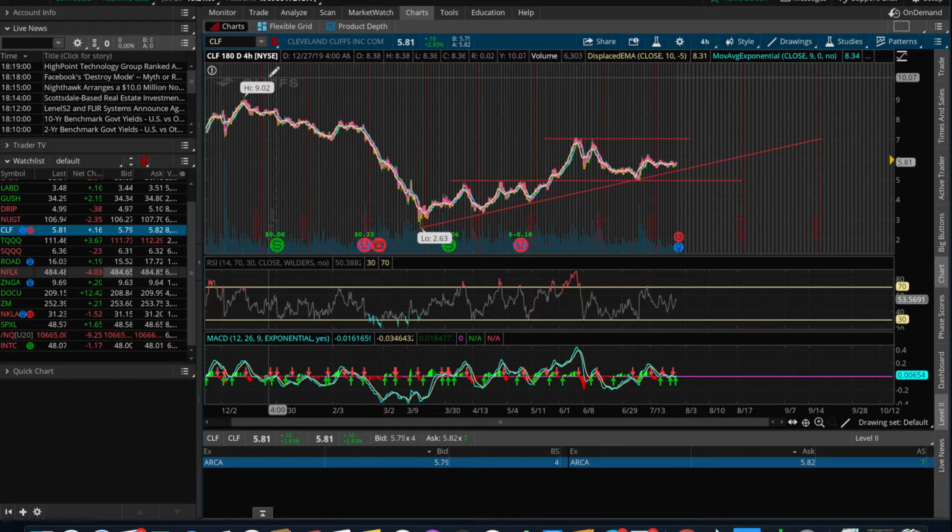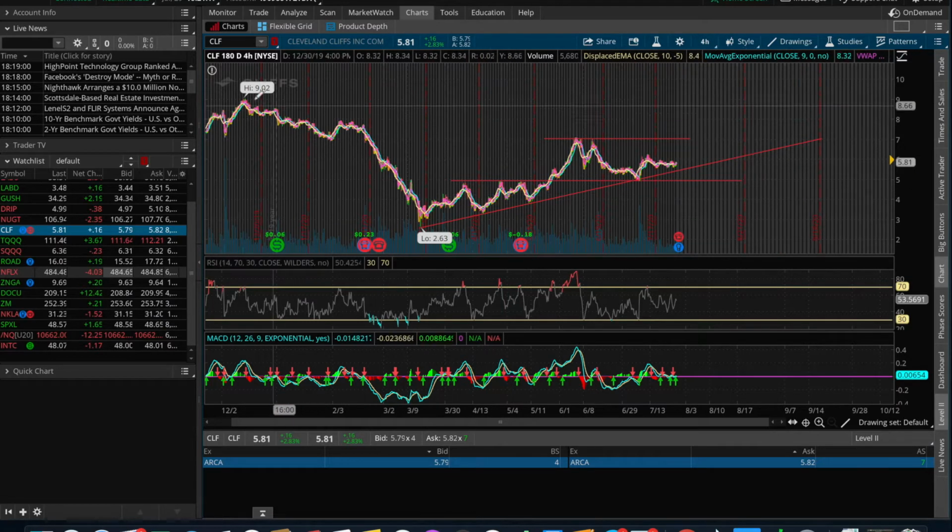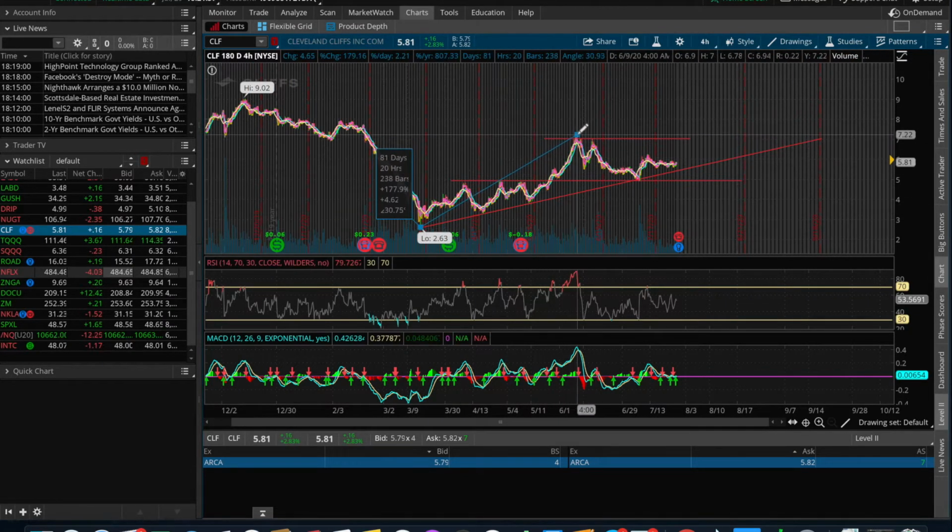This is one of my all-time favorite stocks, especially since it's very easy to find the support and resistance levels, and it has good price fluctuation, as you can see here on the 180-day 4-hour chart. We can see from $9 down to 2, which is a huge drop. And then from that point on, I really wish Thinkorswim would show me how much it really is. But from here we have a 177% gain.